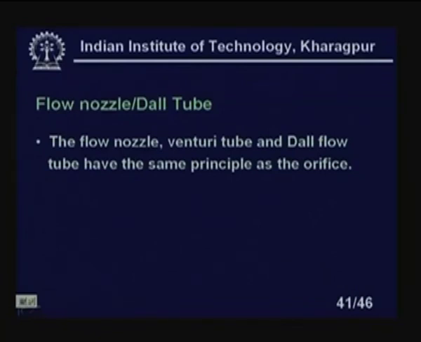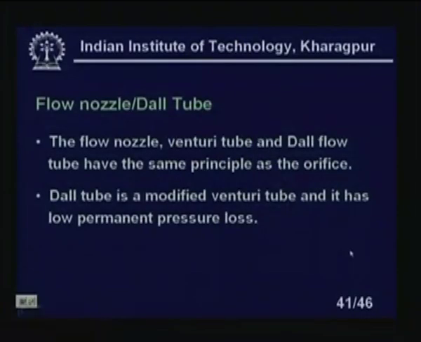Flow nozzle, venturi tube, dall flow tube have the same principle as the orifice. No difference: there is a differential pressure, we measure it, and we calibrate the differential pressure in terms of the volumetric flow rate. It is exactly the same as the orifice meter, and it is non-linear. Any differential pressure flow meter is non-linear. That means the volumetric flow rate is proportional to the square root of the differential pressure, or the differential pressure is proportional to the square of the volume flow rate.